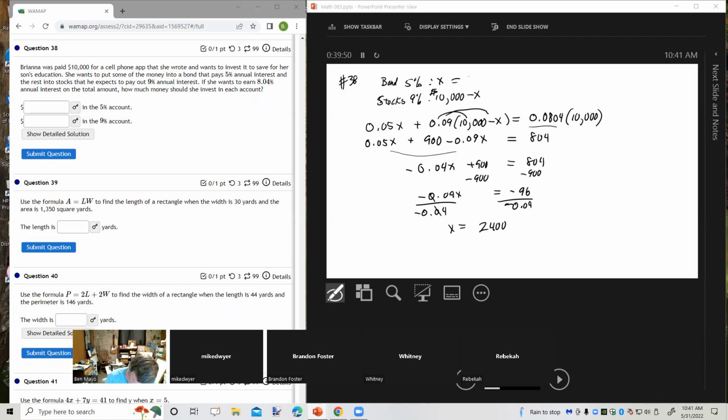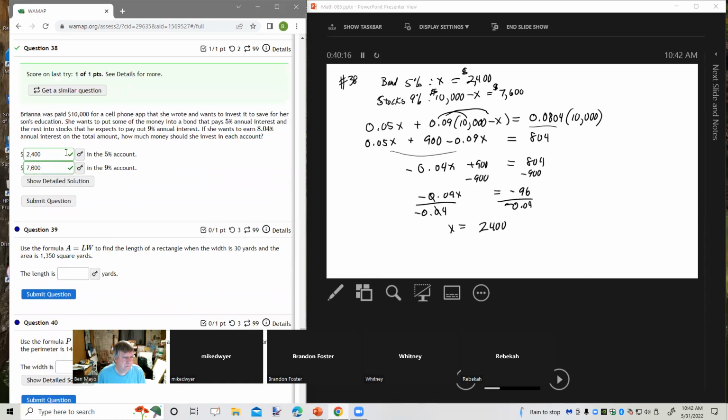So this would be $2,400. This would be 10,000 minus 2,400, which would be $7,600. Okay, so $2,400 and $7,600. All righty. Any questions about that problem before we go on?